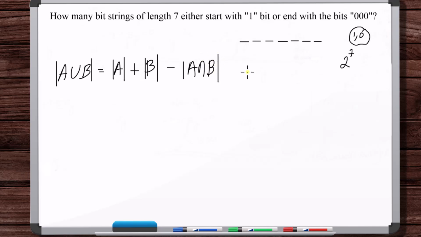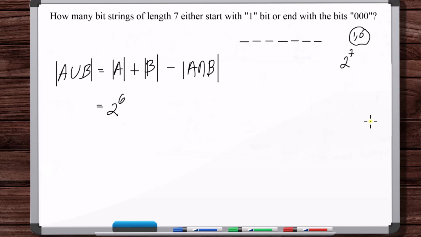All right, so what's the number of elements in A? The number of bits that start with 1. That's going to be 2 to the 6th, right? 2 to the 6th, because the 1 is fixed. There's only one possible outcome. Then you've got 6 slots that could be anything. Okay?